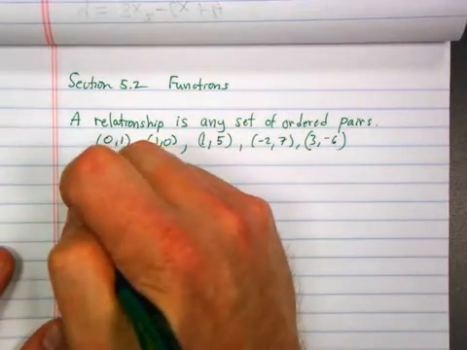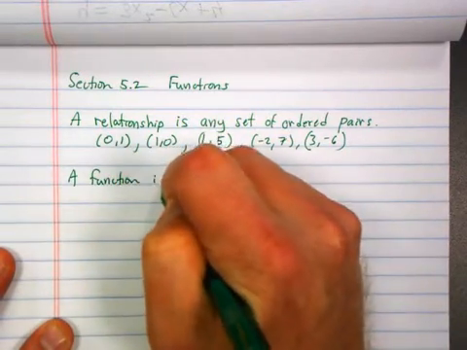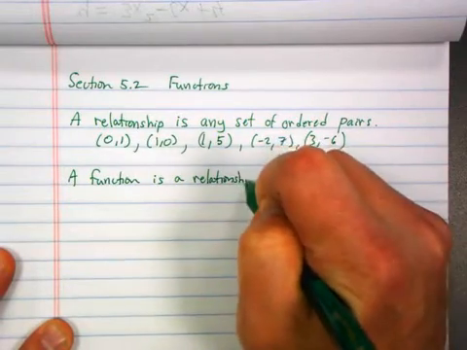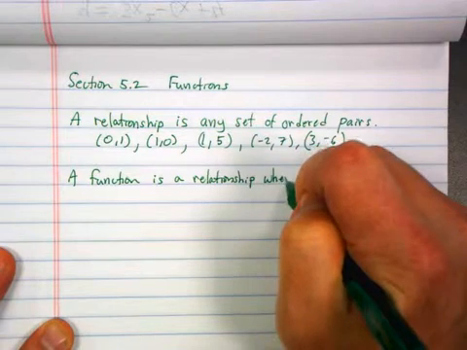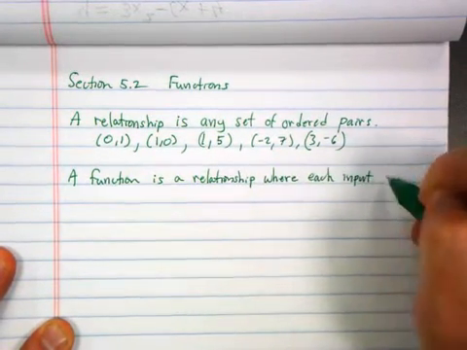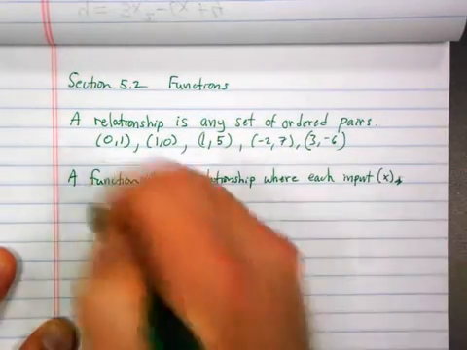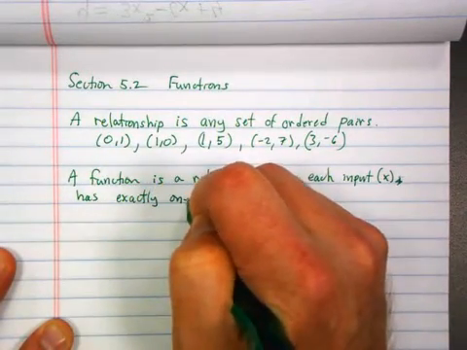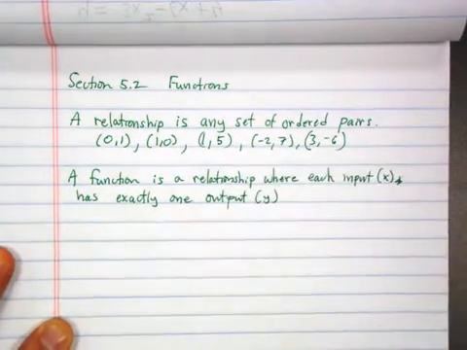A function, on the other hand, is a relationship. In other words, it's a bunch of ordered pairs where each input, usually the x value, has exactly one output. Output's usually the y value.